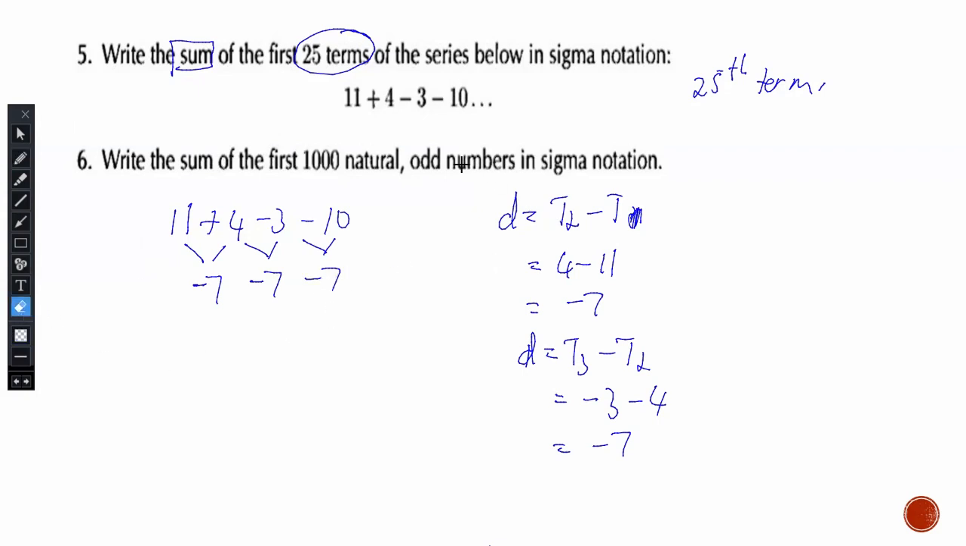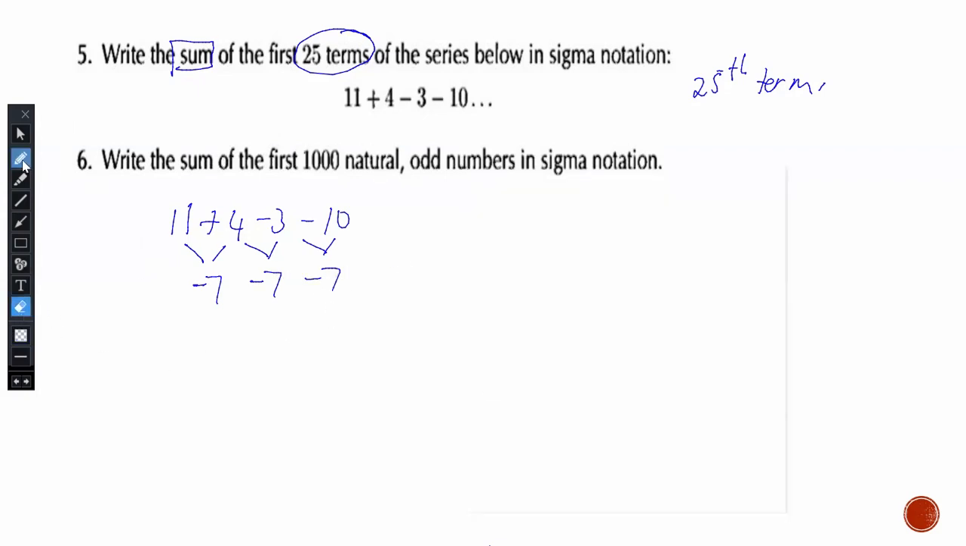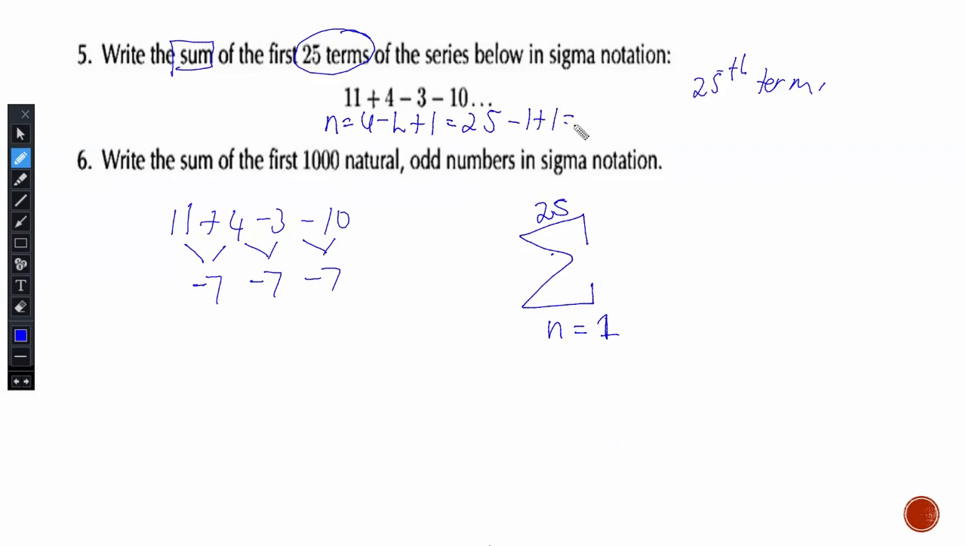Minus 7, right. Then we have our sigma notation. N is running from 1 and then all the way to what? 25, because we are supposed to have 25 terms. Again, upper value minus lower value plus 1: 25 minus 1 plus 1 is 25 terms, right? So we are fine.